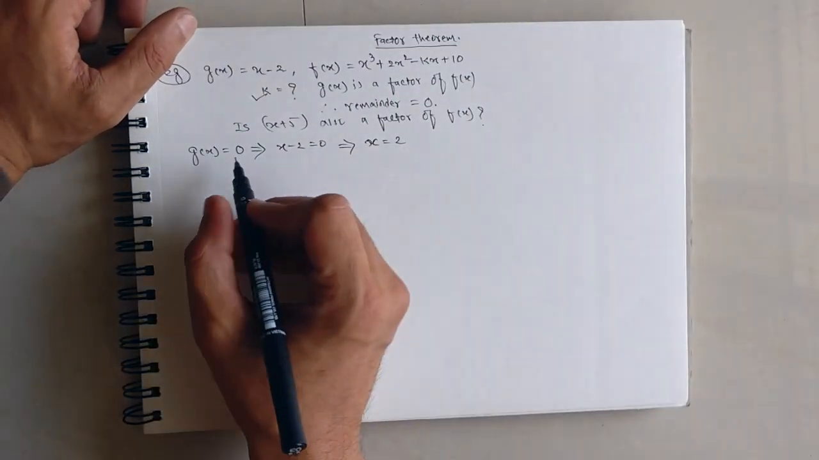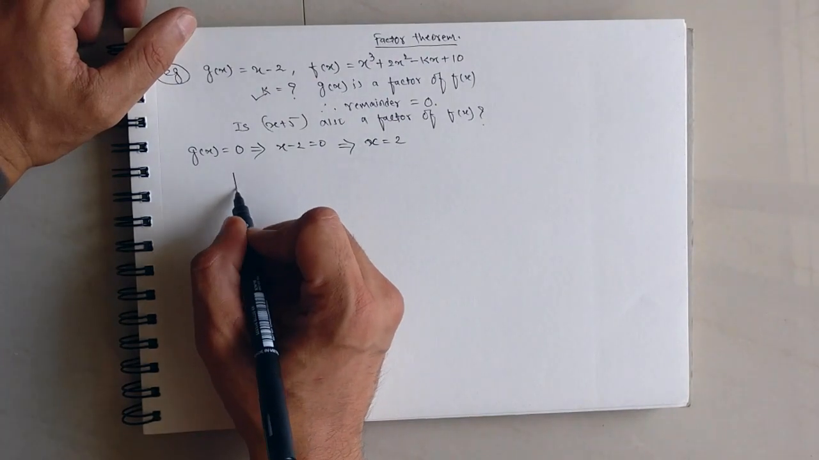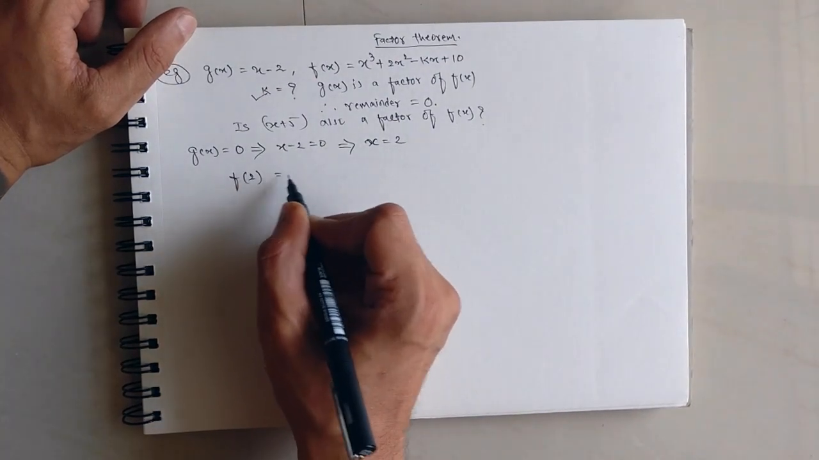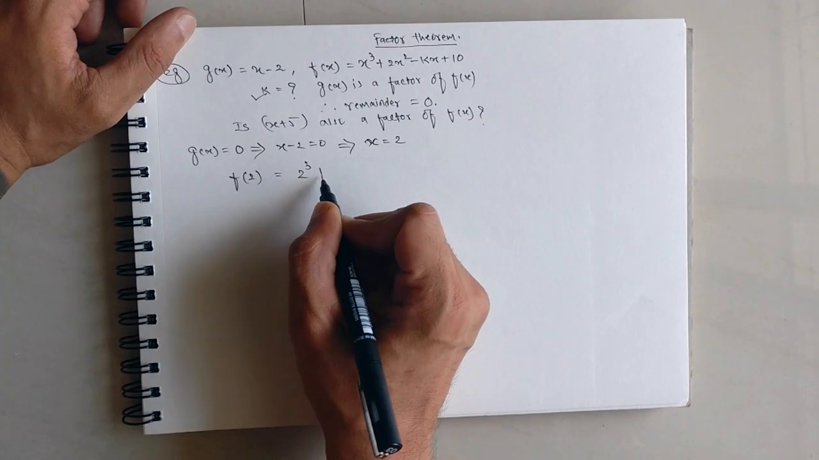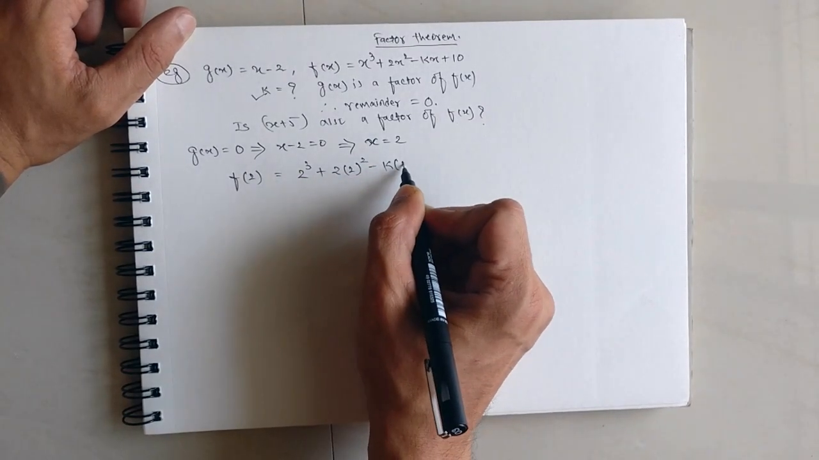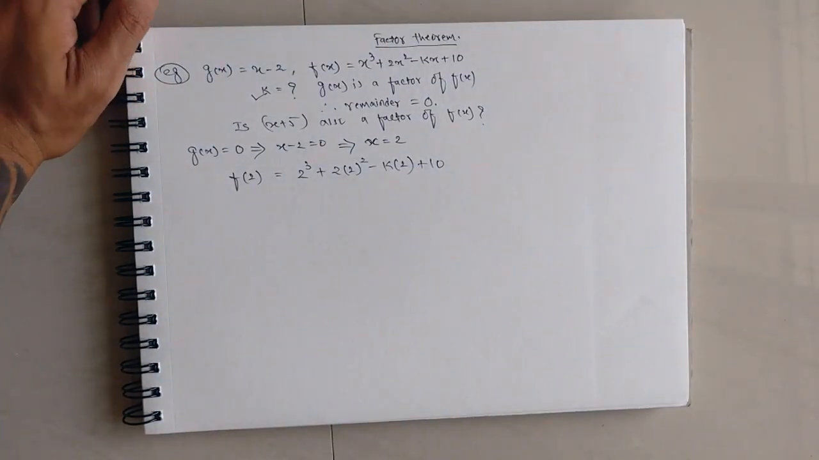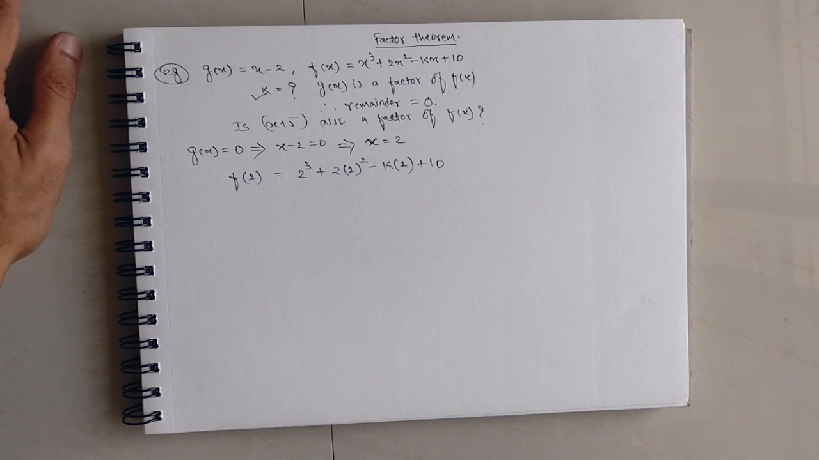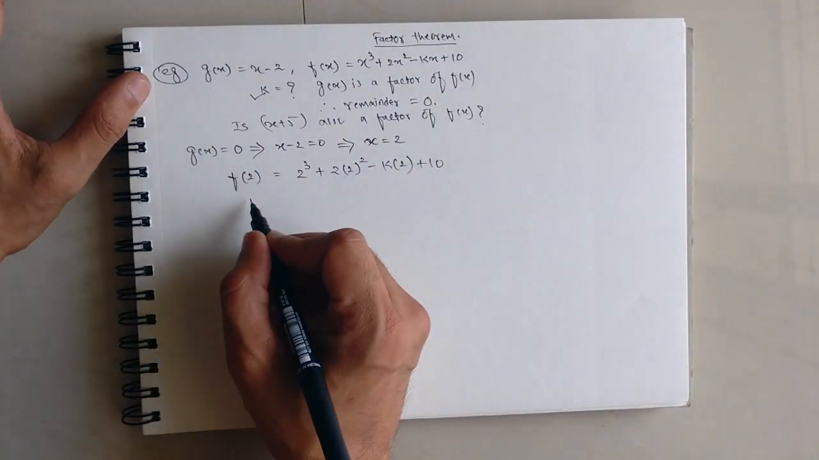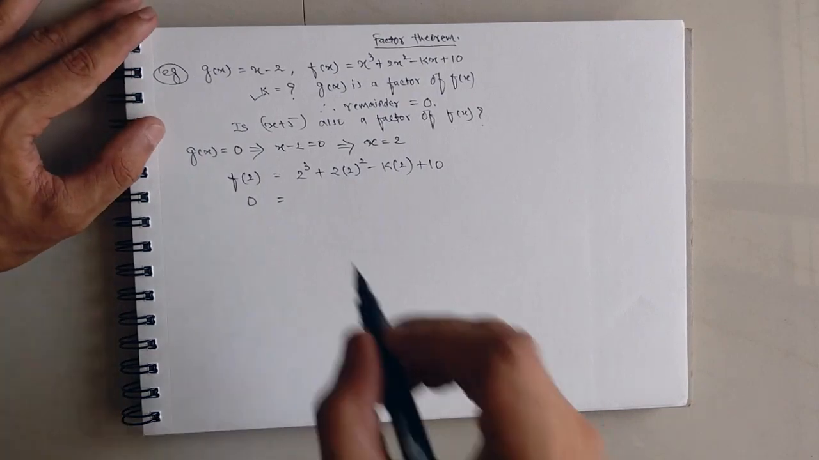Now we will put the value of x in f of x. So f of 2 is equal to 2 cube plus 2 into 2 square minus k into 2 plus 10. Now whenever I put the value of x, what should I get? I should get the remainder. And what is the remainder? 0. So that is factor theorem. We already know that remainder is 0.